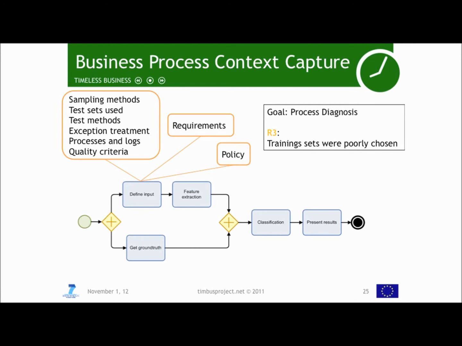If you want to answer that question, you need to ask yourself, what other information do I need? I might want to know what sampling methods they used, what the actual test sets were, what the test methods were, and how they reacted if there were exceptions. We might consider storing process logs, the quality criteria, requirements, policy, and so on. Here you already see how we interact with risks and context choice, because obviously we only choose the aspects relevant to the risks that we want to address.